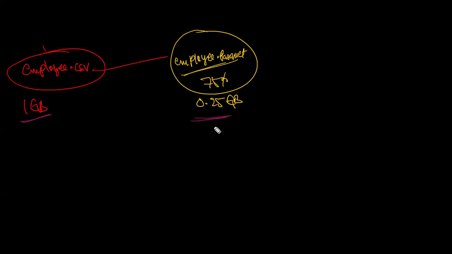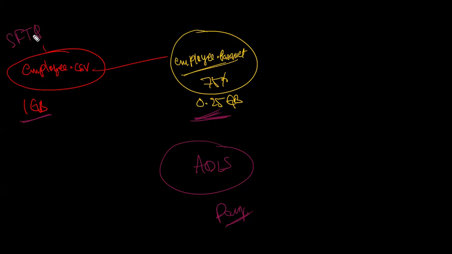If you store this 0.25 GB in ADLS, you are going to pay for only 0.25 GB, not the entire 1 GB. When you have a CSV file, it will be in the SFTP, not in your ADLS. In ADLS, you keep the file as Parquet in the landing, not as CSV. Now in the cloud you pay for only 0.25 GB. The cost will be different: storing 1 GB means paying for 1 GB, but storing 0.25 GB means paying for 0.25 GB.